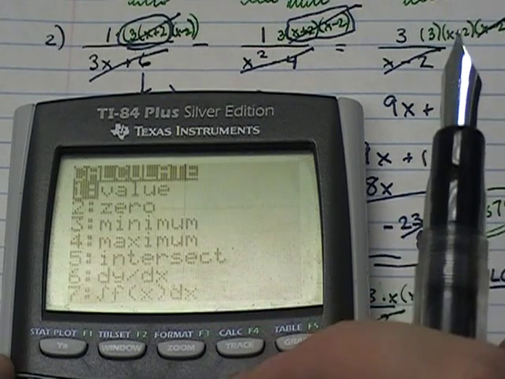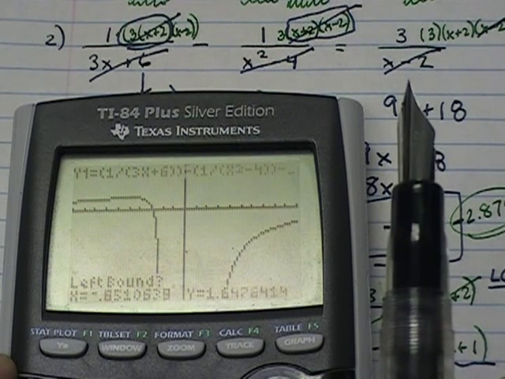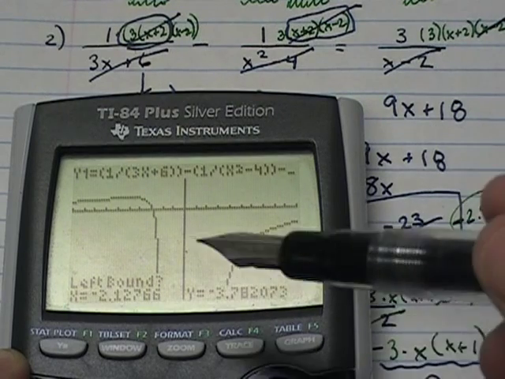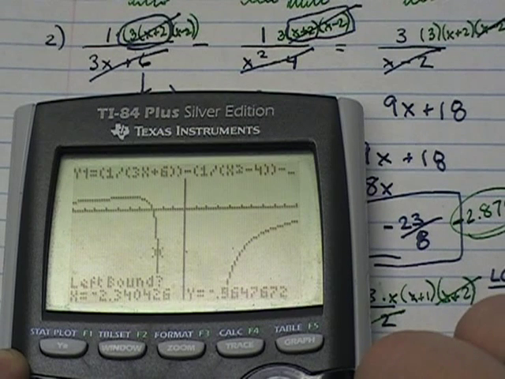How do I check? Well, I go to the Calculate menu, go to 0, and I want the left bound. I look and I don't see my cursor. And you see down here, it's telling you an x value. The x value is negative 2 point something. And all of a sudden your cursor pops on the screen.